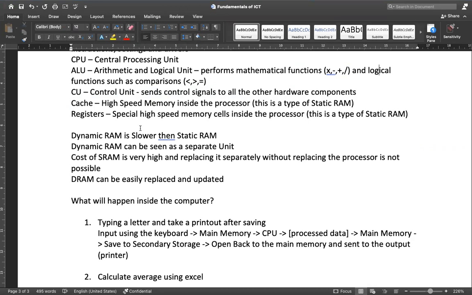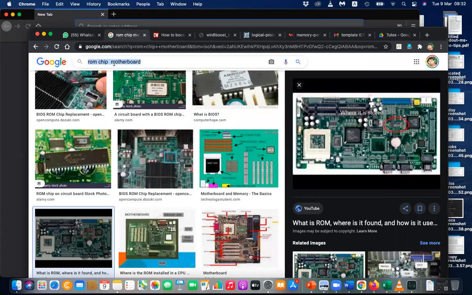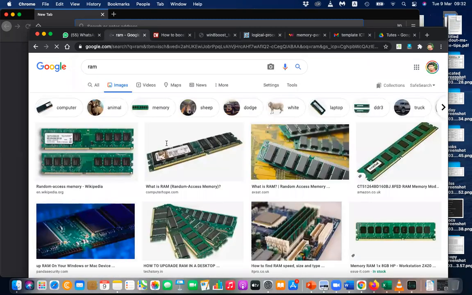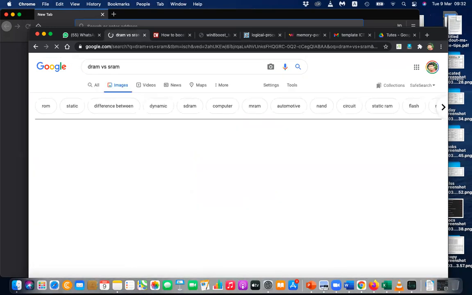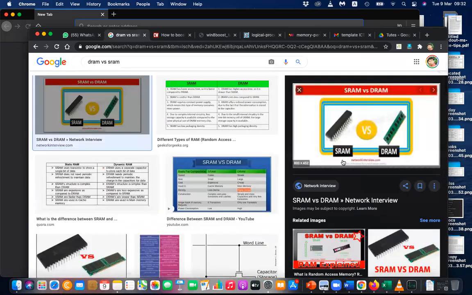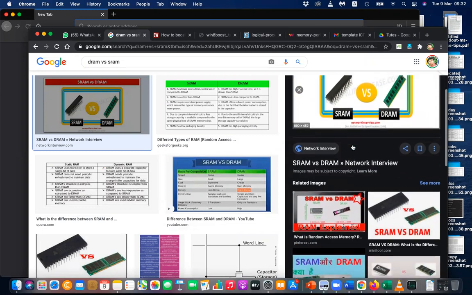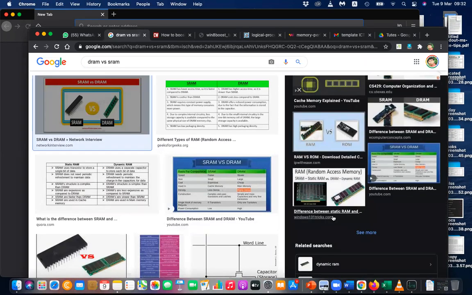Okay, then dynamic RAM. Dynamic RAM is the traditional RAM. If you search RAM, you will get this one. If you search DRAM versus SRAM, here you can see SRAM and DRAM. SRAM is a chip, but DRAM is inbuilt to the motherboard. SRAM is inside the processor.